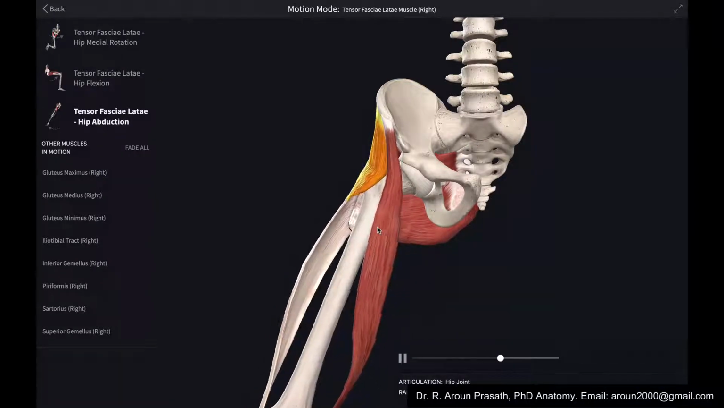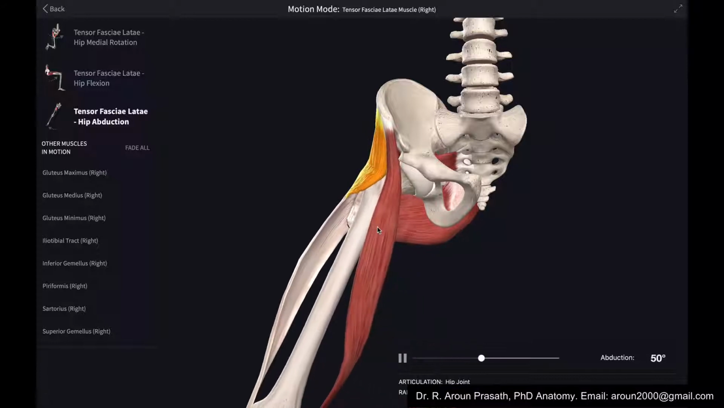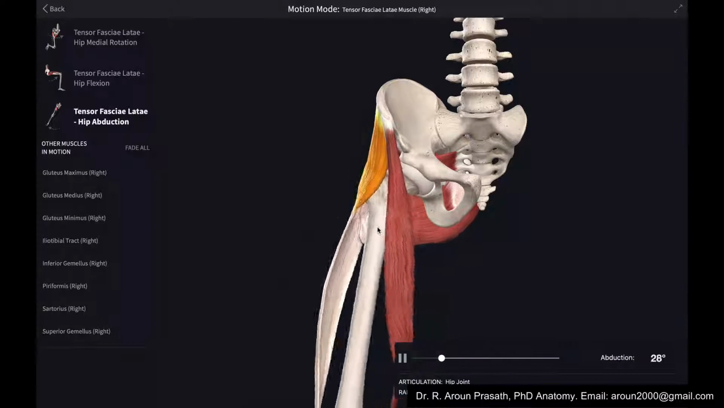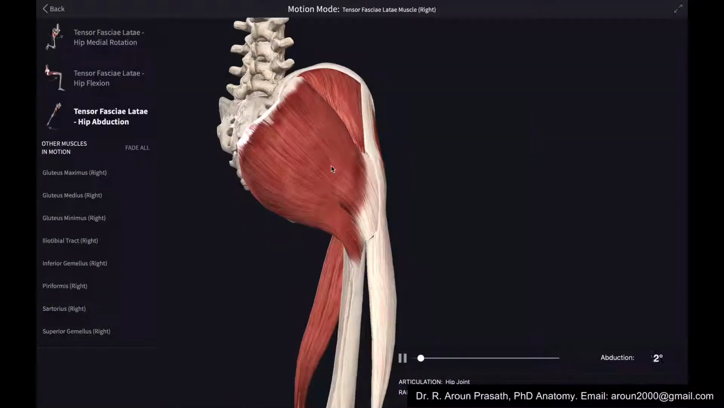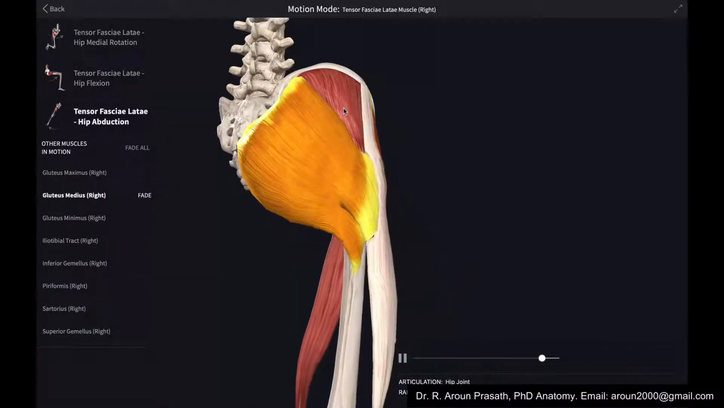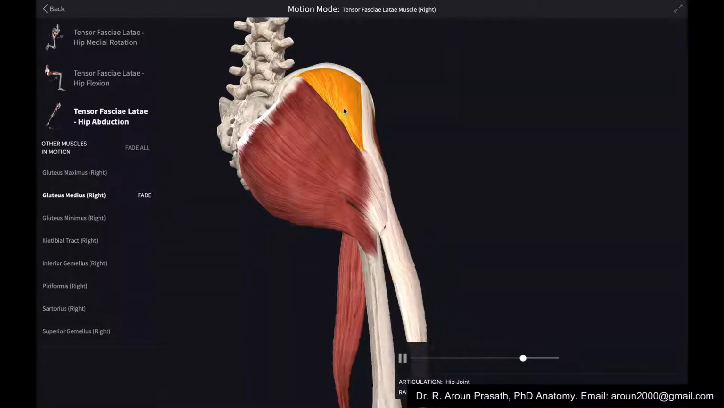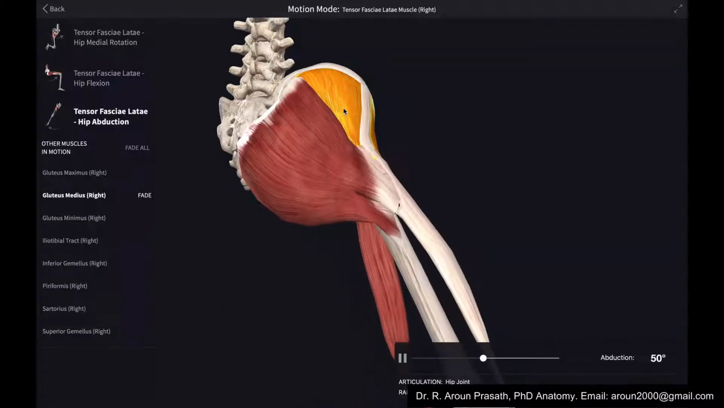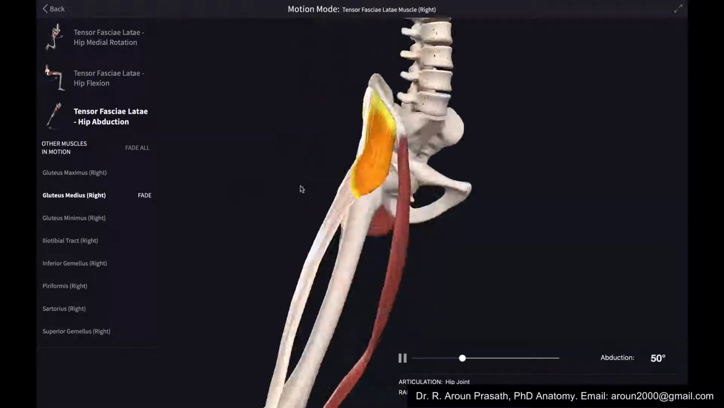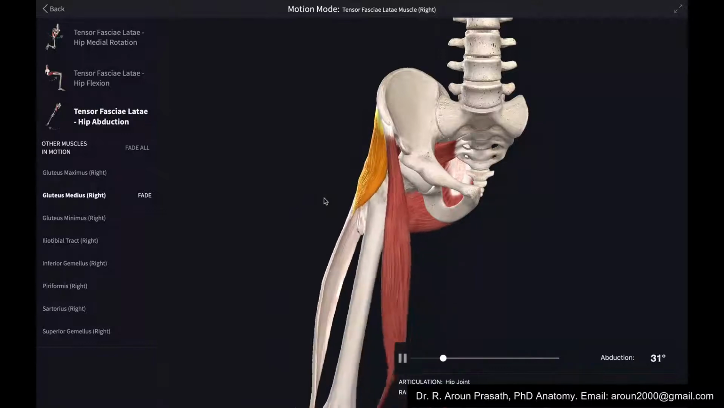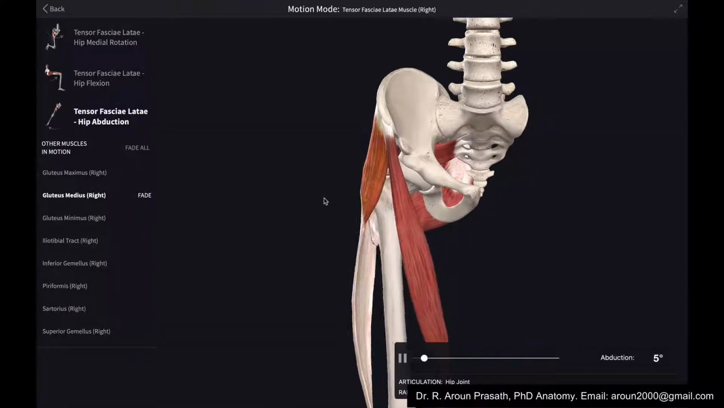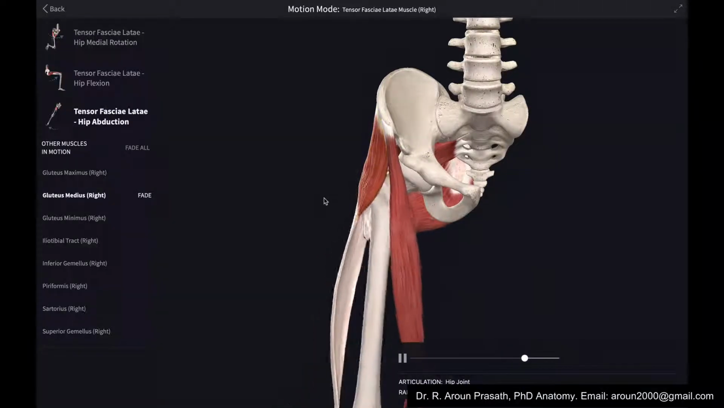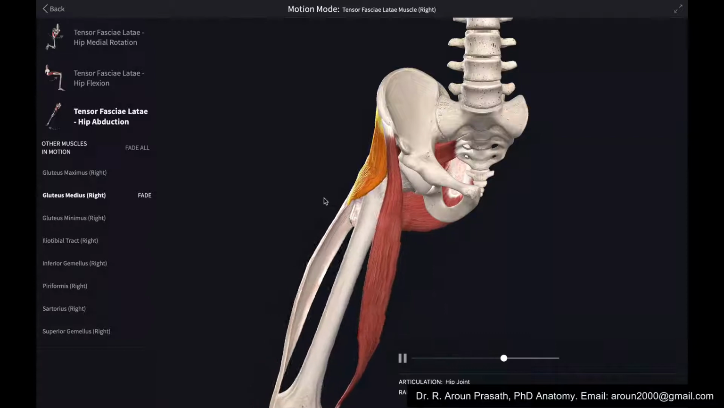Okay, which is around 45 degrees in the hip joint, and this abduction is done by the tensor fascia lata muscle, then the gluteus maximus and also the gluteus medius muscles. So see, this gluteus maximus is doing extension as well as the abduction. Then there is another movement, that is the medial rotation and the lateral rotation.